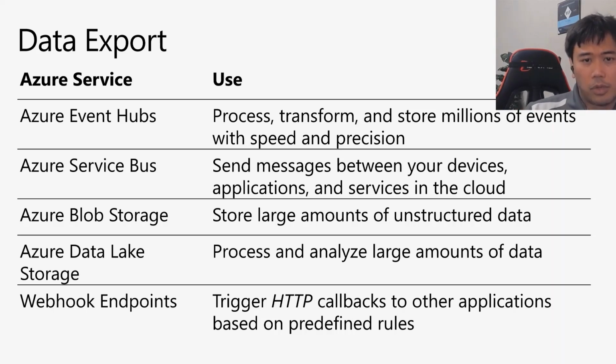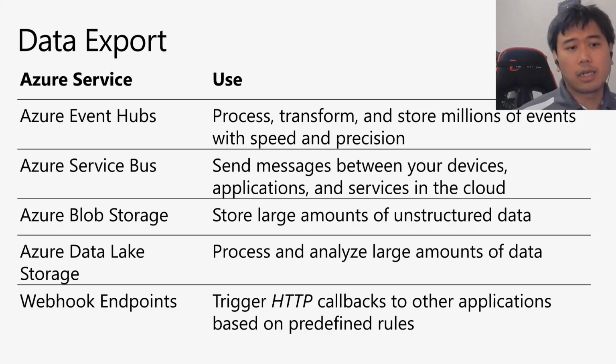Of course, an event hub is for when you want it in a certain order, and you want to know for each one of the orders. You can export the data to a blob storage if you want unstructured data, and then you can build it later on for visualization. And then you can also do Azure Data Lake, where you can process and analyze large amounts of data.